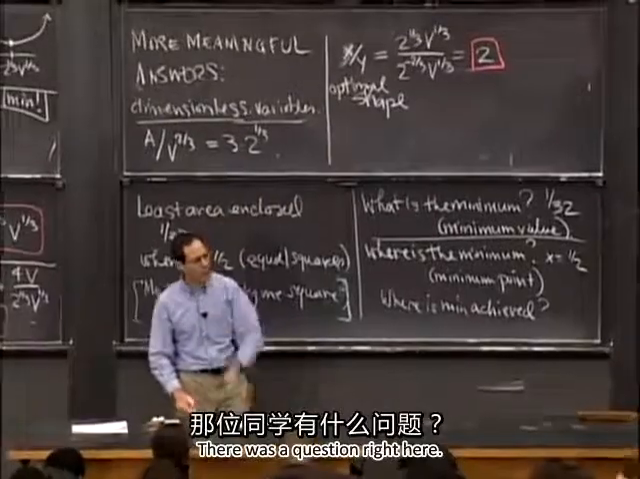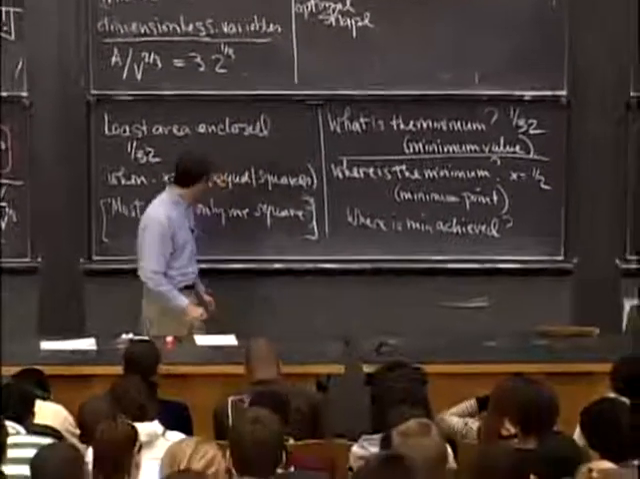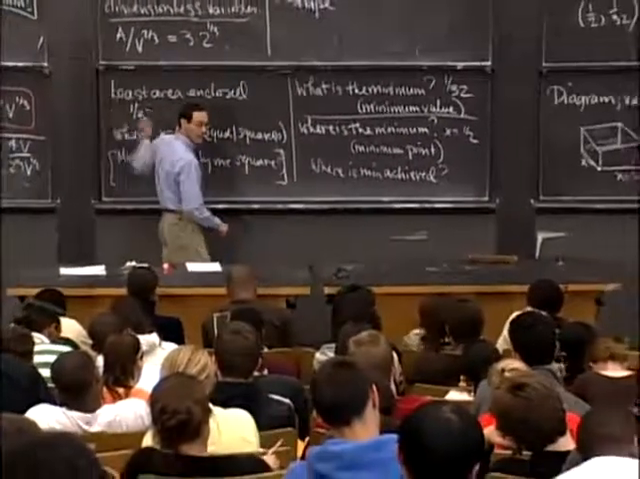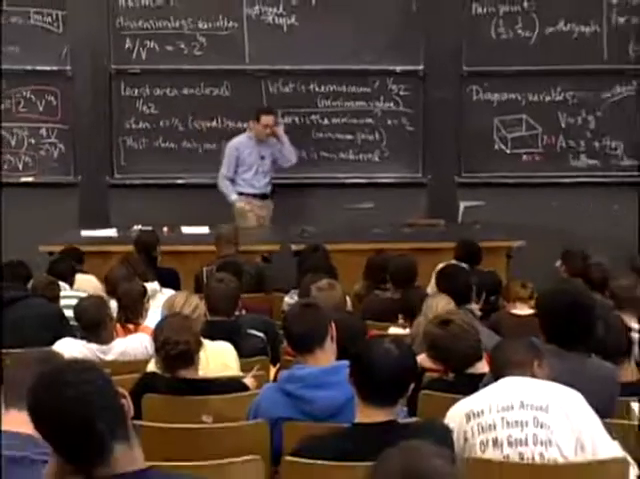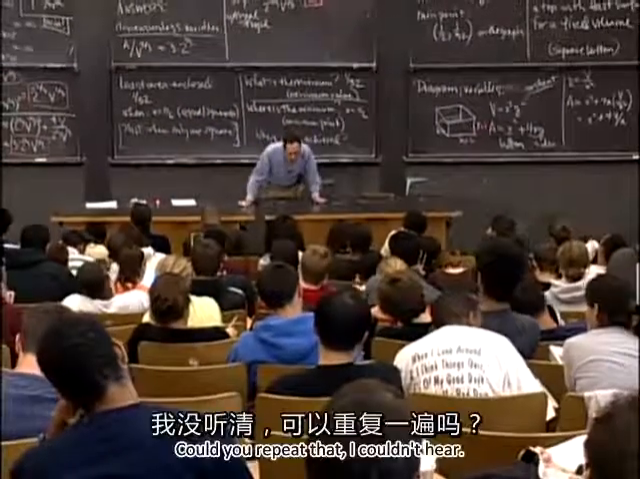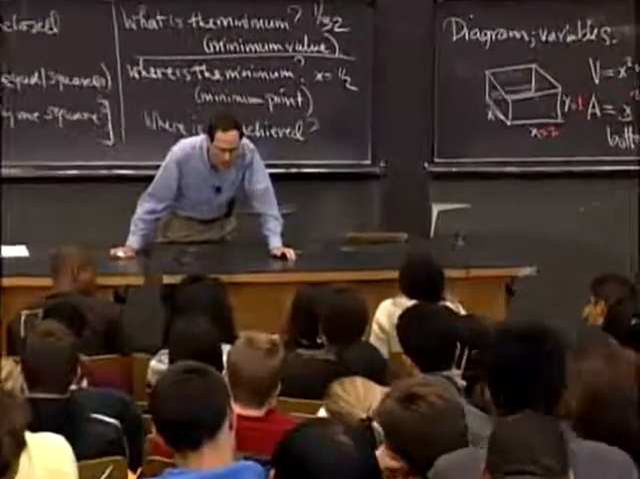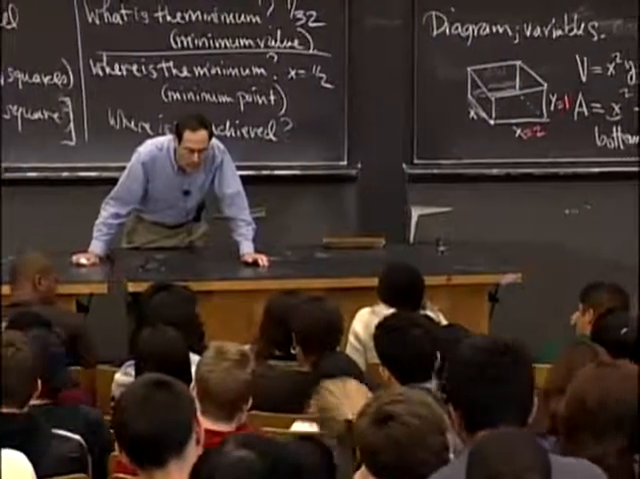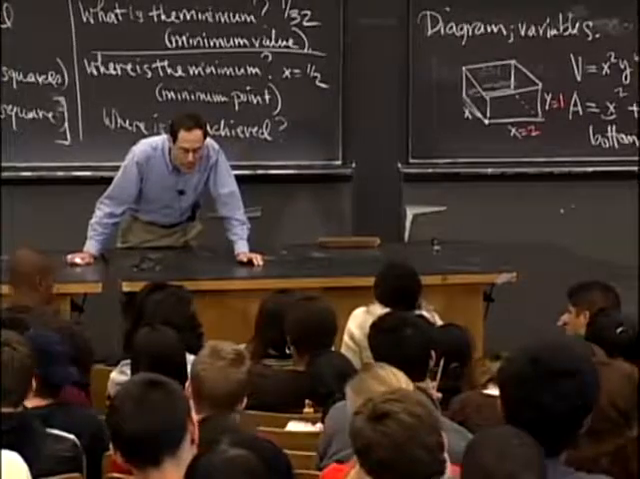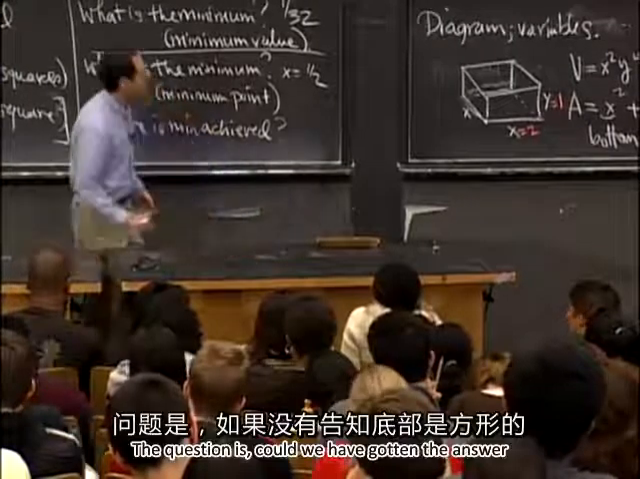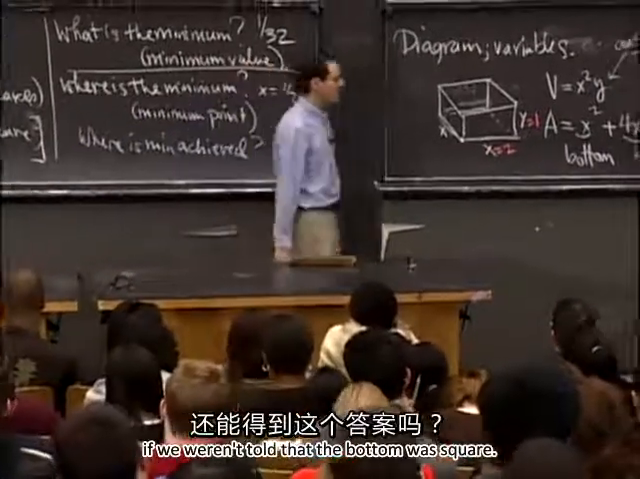All right, there was a question right here. Yes? I'm wondering whether we'd be able to get the answer if we weren't told that the bottom is square. The question is, could we have gotten the answer if we weren't told that the bottom was square?